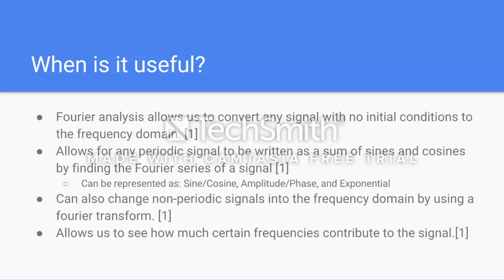So, why do we need Fourier analysis? Well, Fourier analysis allows us to convert any signal with no initial conditions to the frequency domain. In the Fourier series, this allows us to take any periodic signal and write it as the sum of sines and cosines by finding its particular Fourier series. There are several representations, such as sine and cosine, amplitude, phase, and exponential.